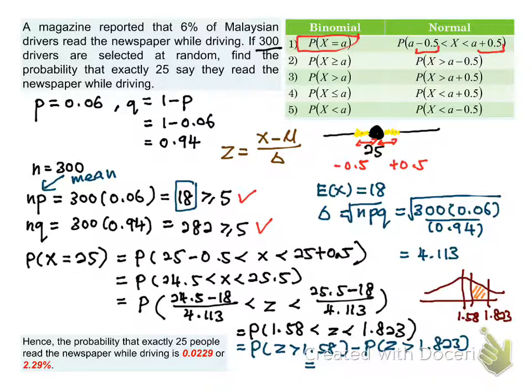Okay, 0.0571 minus the next one, 0.0342. So at the end, what do you get? Is it 0.0229? Same or not?